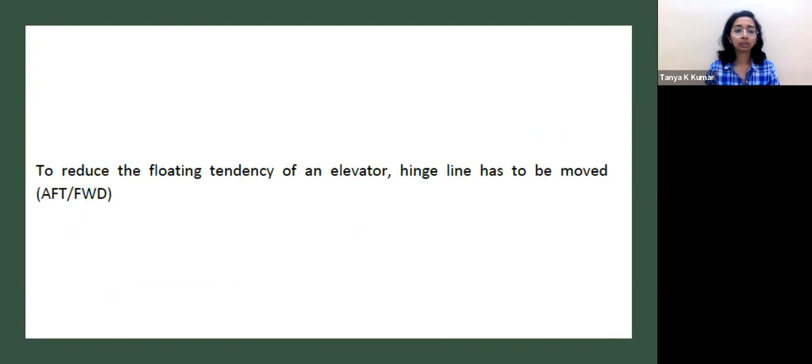Okay. To reduce the floating tendency of an elevator, does the hinge line have to be moved aft or forward? If this is your tail, this is your elevator, this is your hinge, this is your CP. So should the hinge be moved aft or forward to reduce the floating tendency of an elevator?